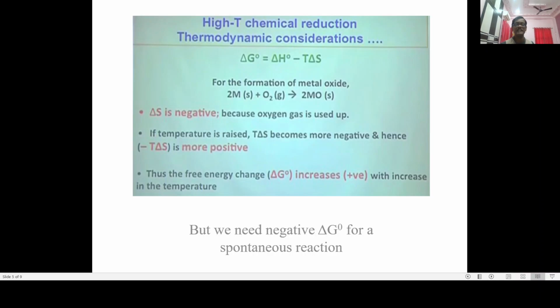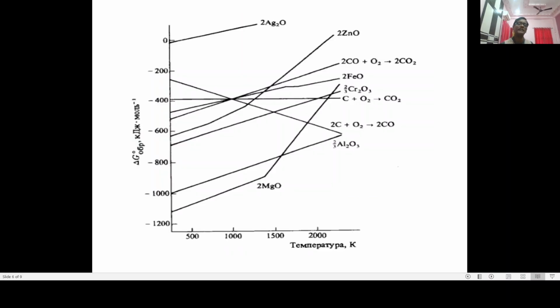But we need a negative delta G0 for a spontaneous reaction. This is our main criterion. You can find this in a graph where many examples are shown. Delta G goes from negative to positive as the temperature increases.